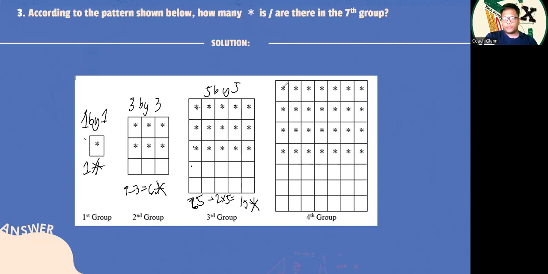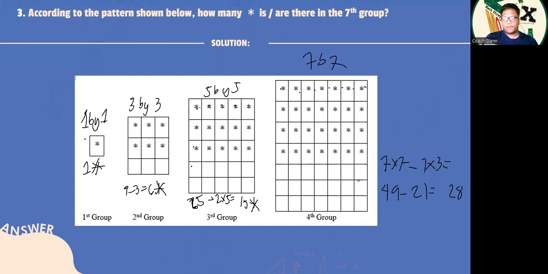On the fourth group, 1, 2, 3, 4, 5, 6, 7. It's 7 by 7, and this time 3 parts are not asterisk. So that becomes 7 times 7 minus 7 times 3, because 3 parts are not filled with asterisk. 7 times 7 is 49, 7 times 3 is 21, so that's 49 minus 21, which is equal to 28.